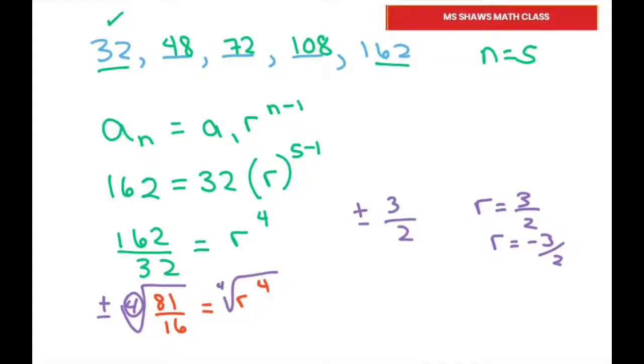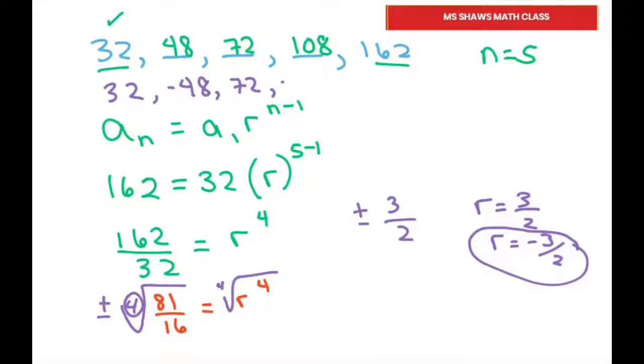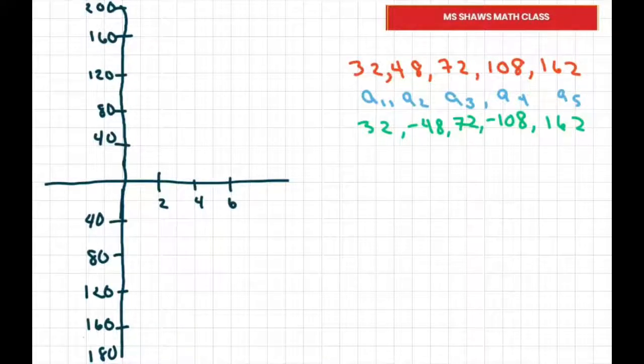Okay, now we have to do the negative, and the negative, all that means is you're going to make the signs opposite. So we have 32, next one's going to be negative 48, then positive 72, then negative 108, then positive 162. So we have two sequences here that we have to graph. And we're going to graph them on the same grid, so I kind of set it up already. So this is our y and x. It's said to put the x value as these index numbers here. So we're going 1 to 5.